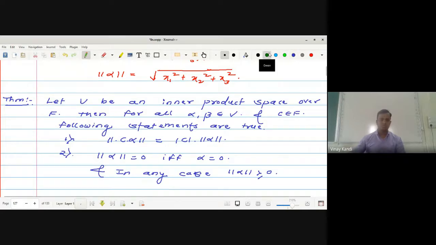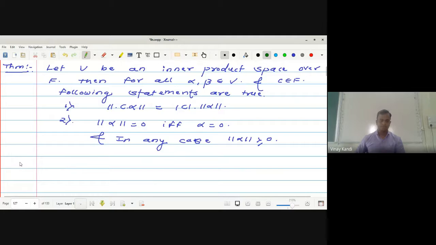Now look at that. Let capital V be an inner product space, that is IPS.